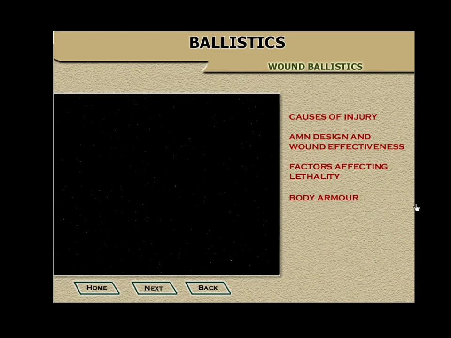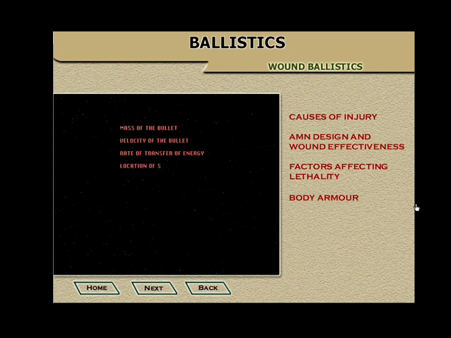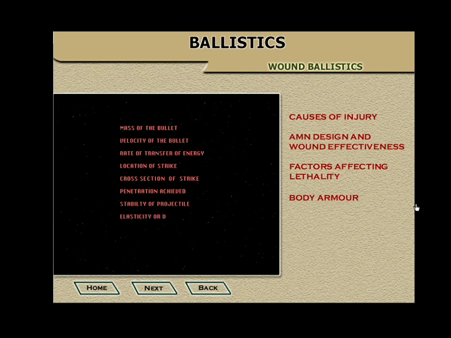The factors affecting lethality are the mass of the bullet, the velocity of the bullet, the rate of transfer of energy, the location of strike, the cross section of strike, the penetration achieved, stability of the projectile, the elasticity or density of the medium, the damage caused, and the kinetic energy of the bullet.